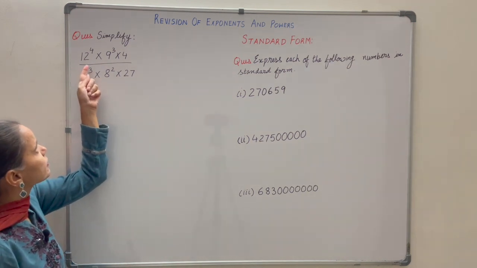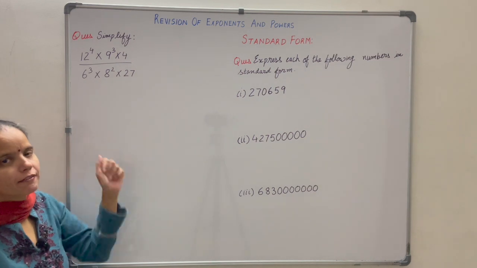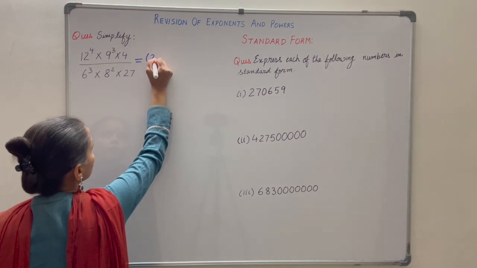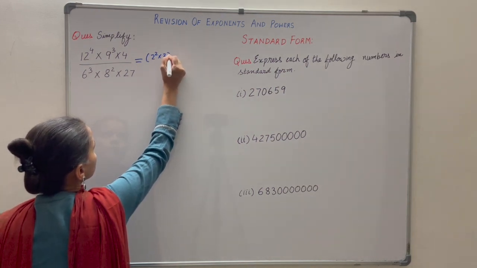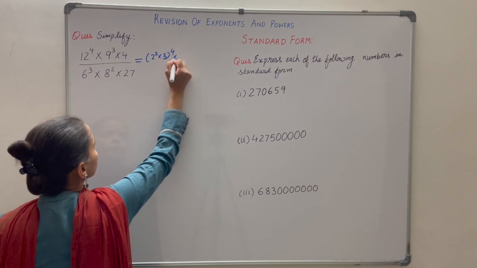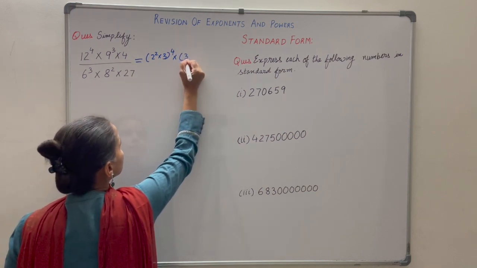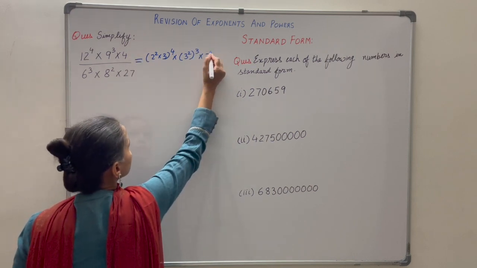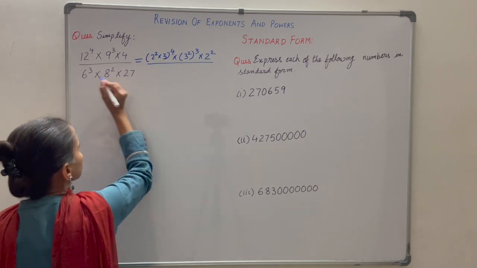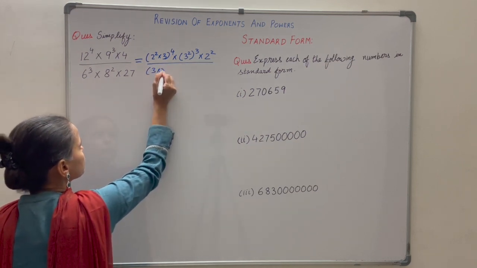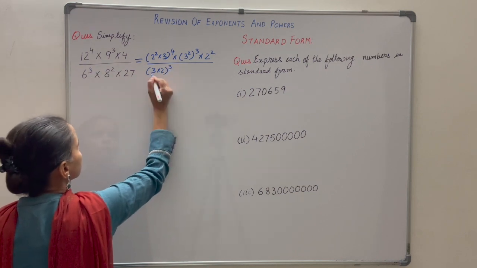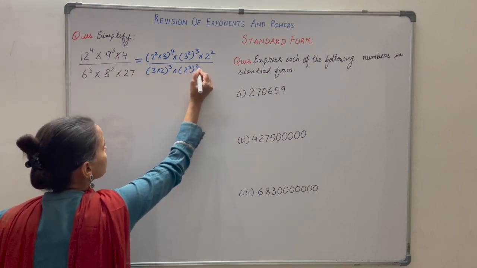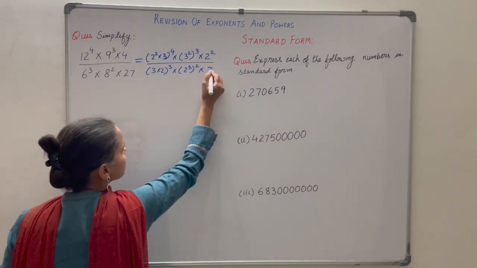I am going to express all the bases in terms of its prime factors. So let us do it. So 12 is written as 2 square into 3, whole raised to the power 4, into 9 is written as 3 square whole raised to the power 3. 4 is written as 2 square, divided by 6 is written as 3 into 2 whole raised to the power 3, into 8 is written as 2 cube whole raised to the power 2, into 27 is written as 3 cube.